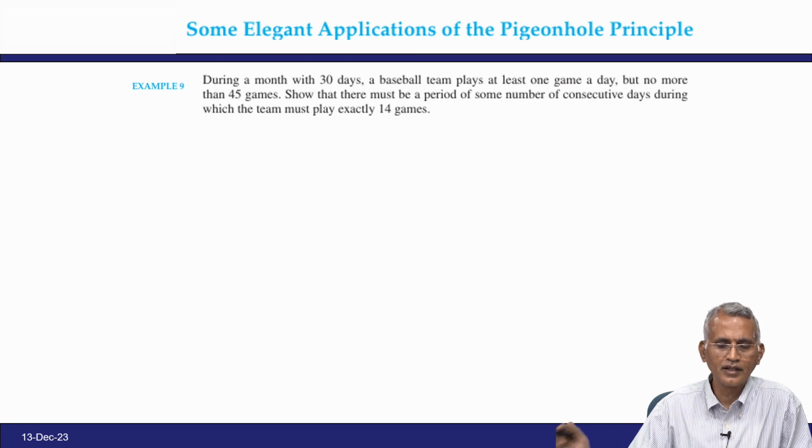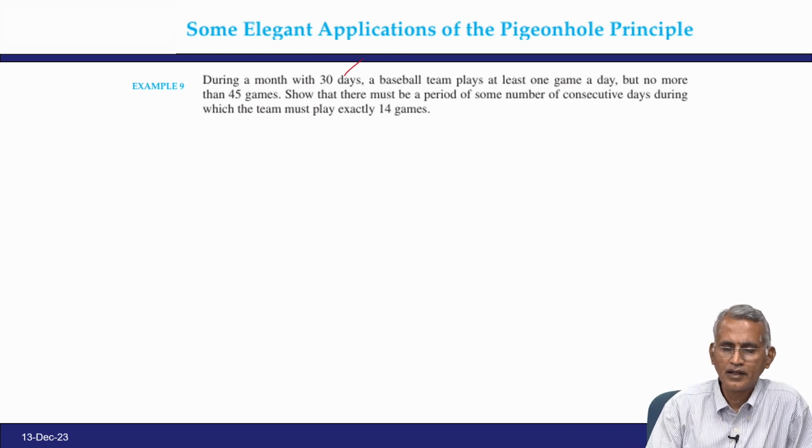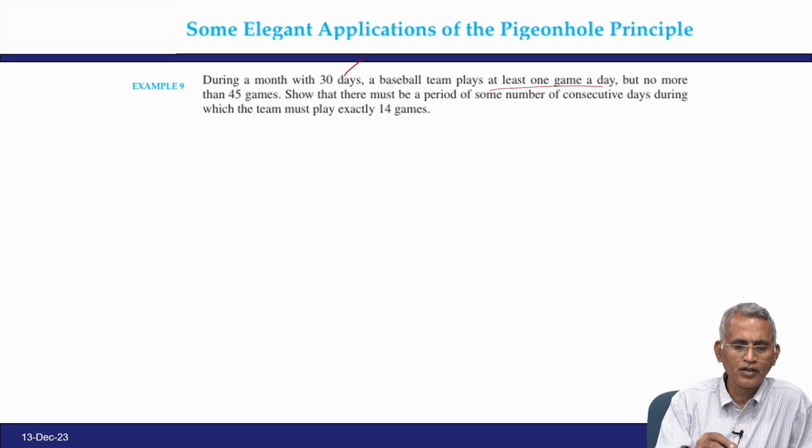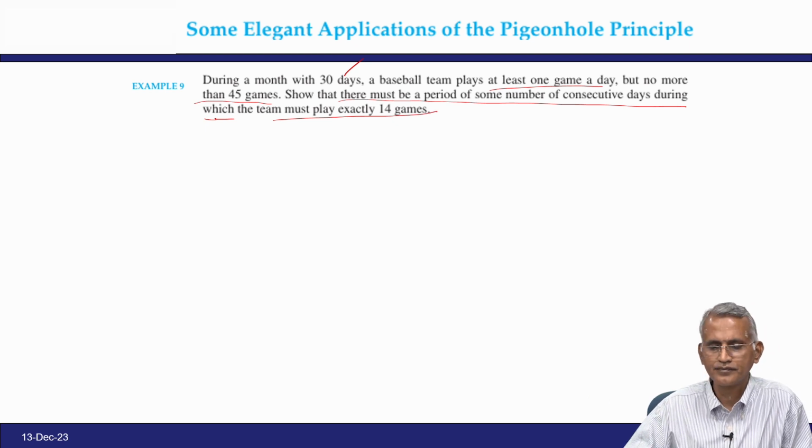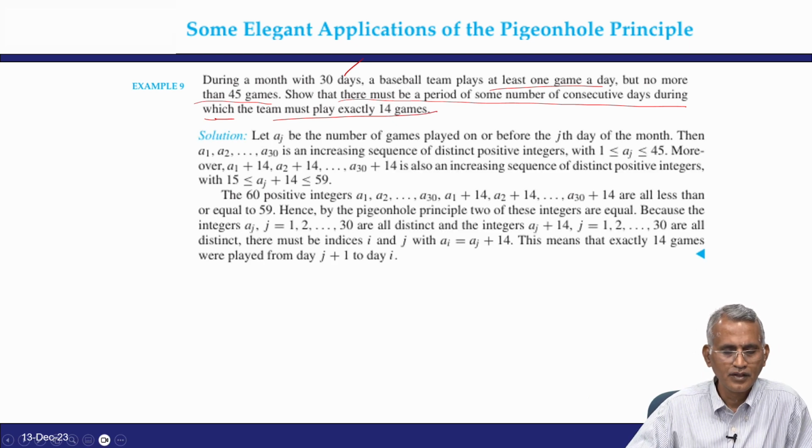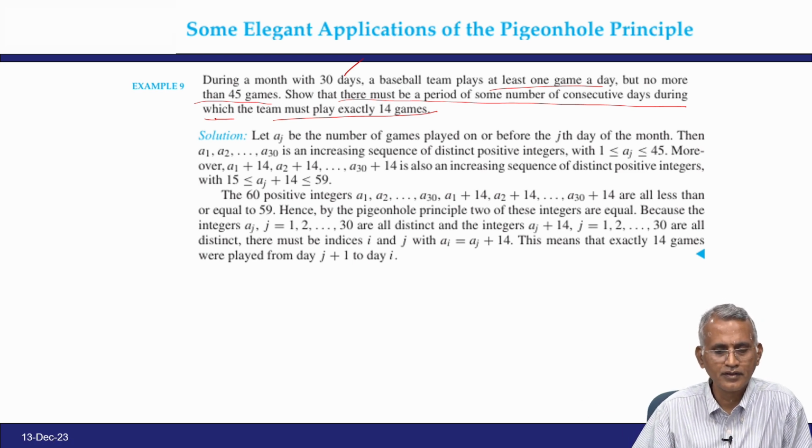During a month with 30 days, a baseball team plays at least one game a day, but no more than 45 games, so there must be a period of some number of consecutive days during which the team plays exactly 14 games. Now, we have a detailed solution to this.